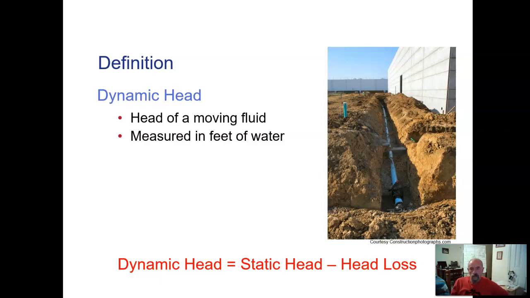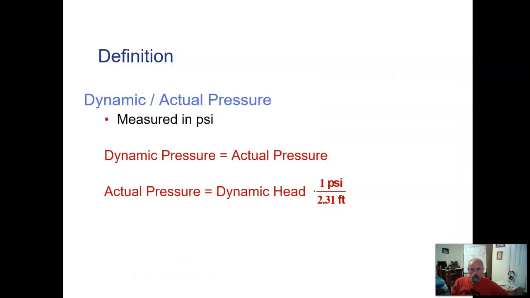When we talk about dynamic head, that's the head of a moving fluid. That's measured in feet of water. So dynamic head equals static head minus head loss. The terms dynamic pressure and actual pressure are used interchangeably and can be calculated by converting dynamic head in feet of water to pounds per square foot, and then to pounds per square inch.